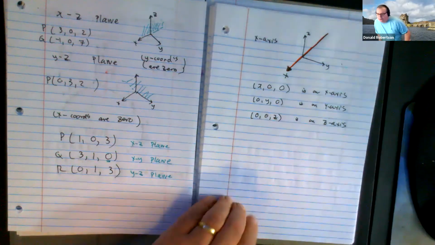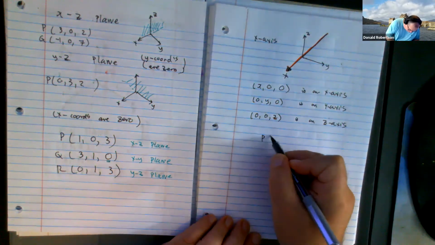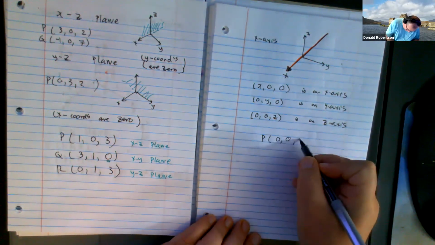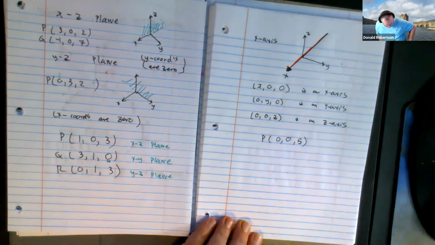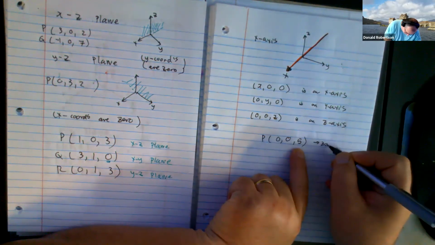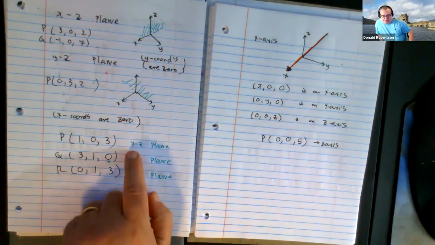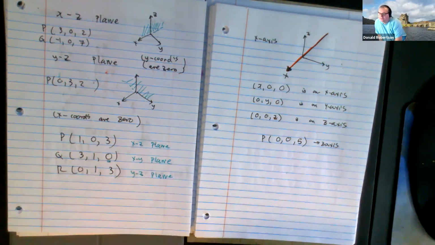And won't the ones that go 0, 0, 3 be on the z-axis? Great. Now, if I give you a point and its coordinates are 0, 0, 5, that is on the z-axis. Agreed? Which of these 3 planes is it also on?